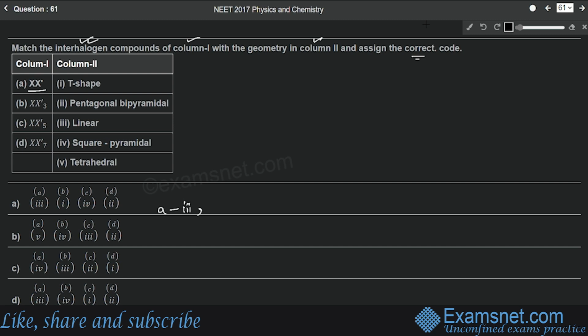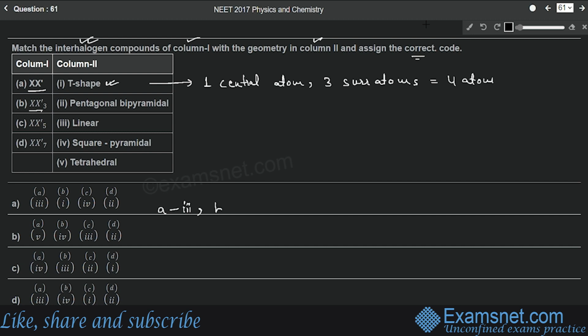Okay. Then the second one is XX3. So total 4 atoms are here. So the correct match for this will be number 1, that is T shape. Okay. What happens in T shape? There is one central atom and 3 surrounding atoms. That means total 4 atoms.